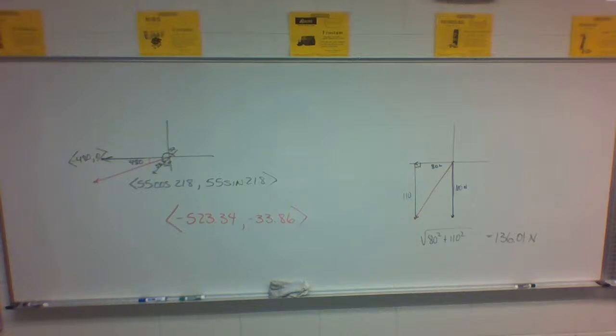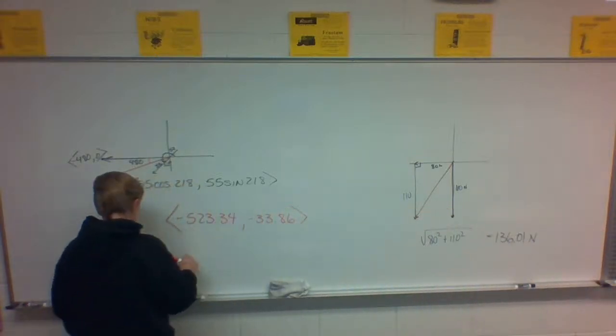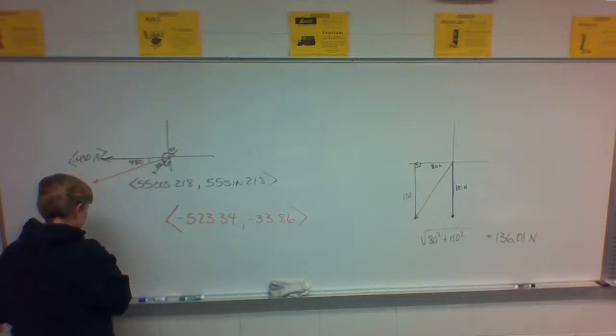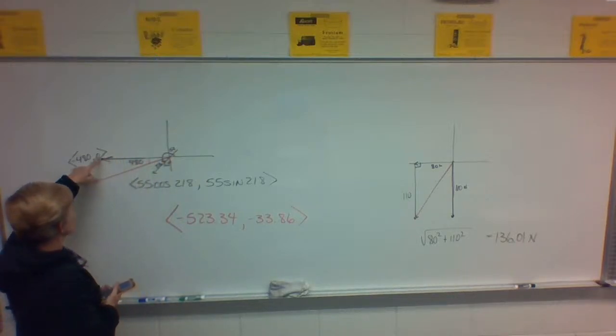True course and ground speed. How do we find the ground speed now that we know the resultant vector? That right there, because this is going to be a right triangle out to here, which is left negative 523.34 and down 33. So I want to know the length of that. That's the Pythagorean theorem.